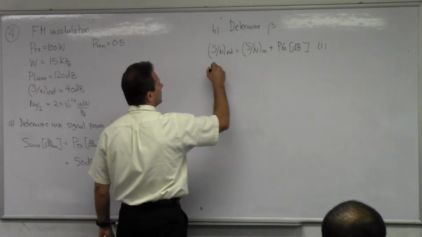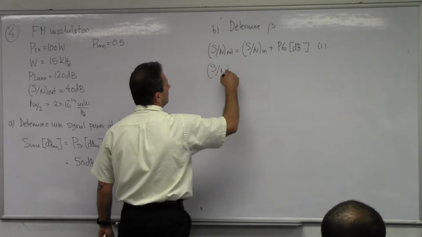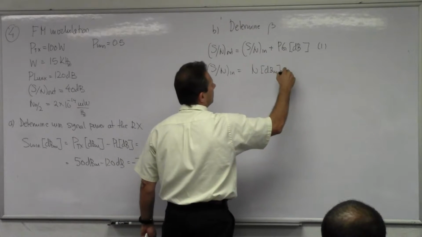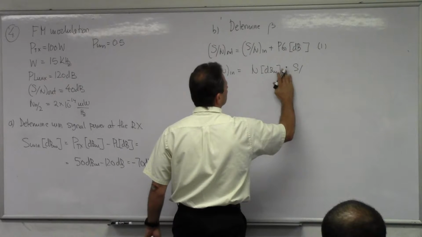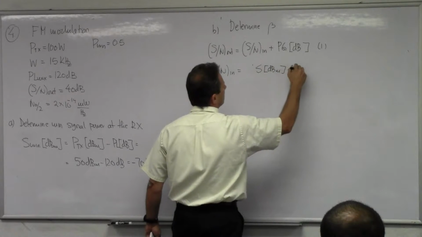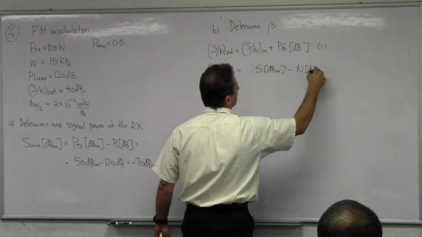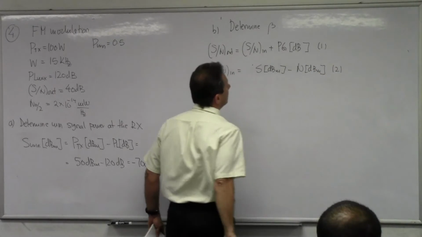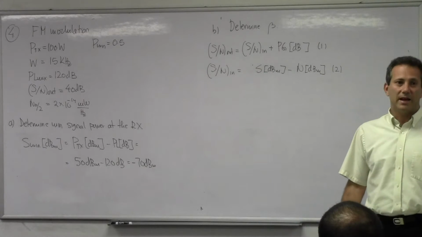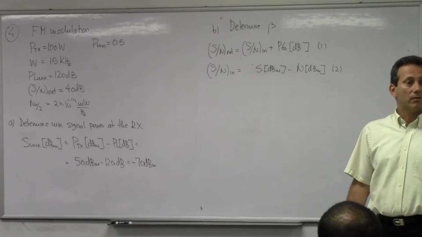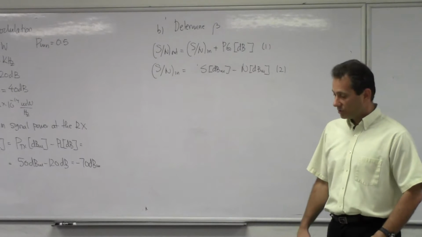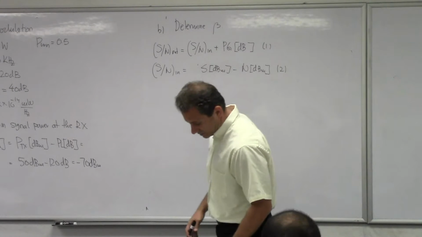The second one is that signal to noise ratio at the input is going to be whatever is the signal in dBm minus whatever is the noise in dBm. So that's my second relationship. So I have two relationships here that help me with this balancing act in FM. In FM, you improve your performance in terms of processing gain, but your bandwidth also grows, so you're limited by the increase in bandwidth.